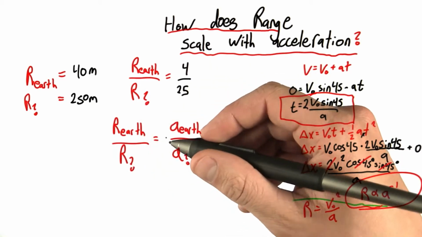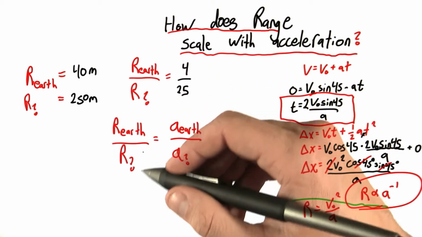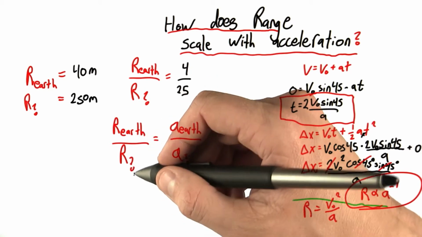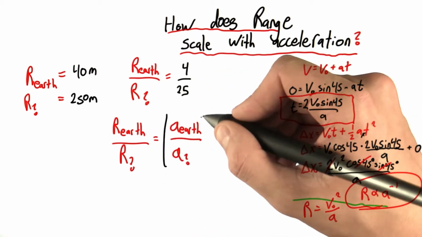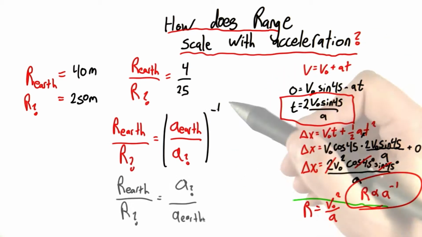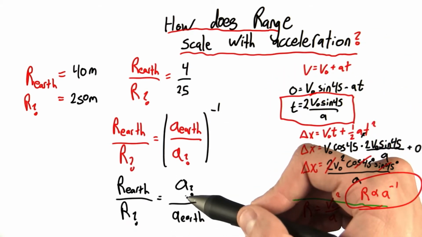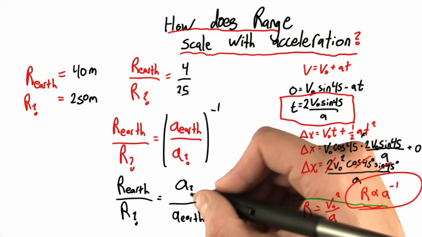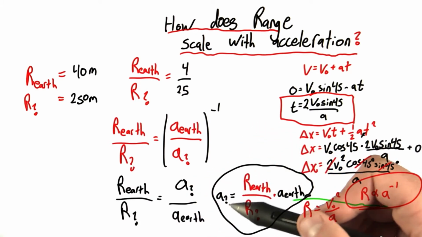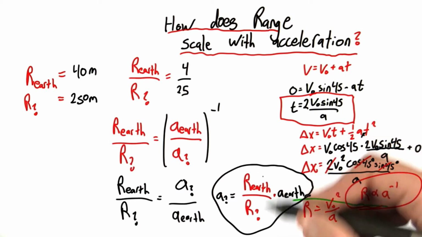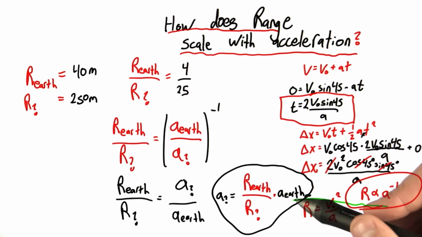Just like we did earlier in the unit, we found that we can write a ratio. And the ratio of the range on Earth to the range on this unknown planet is going to be equal to the ratios of the accelerations, taken to the negative 1 power. Negative 1 power just means flip what you have inside. I can solve this for the unknown acceleration, and I get this equation. The acceleration on our unknown planet is equal to the ratios of the ranges times the acceleration on Earth.